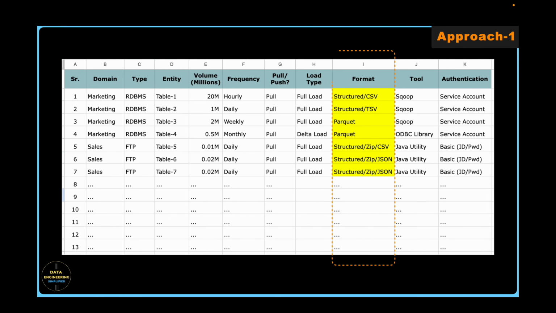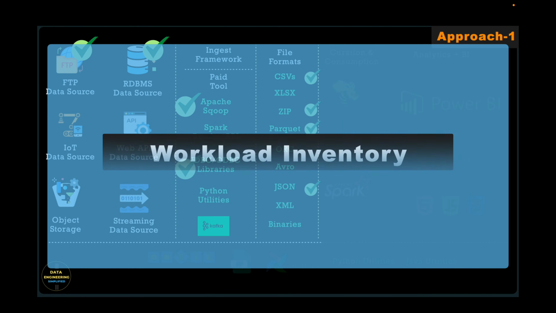You will also add the location of your file in your Hadoop file system along with the partition pattern, if applicable for certain file formats, and also add the compression attribute if applicable for some of the file formats.